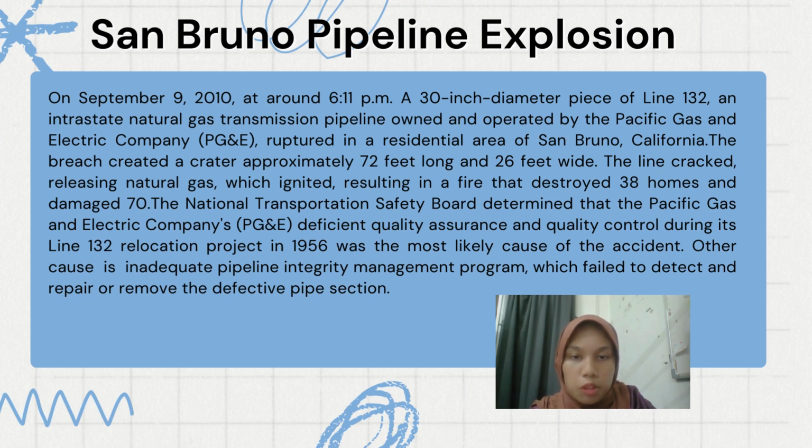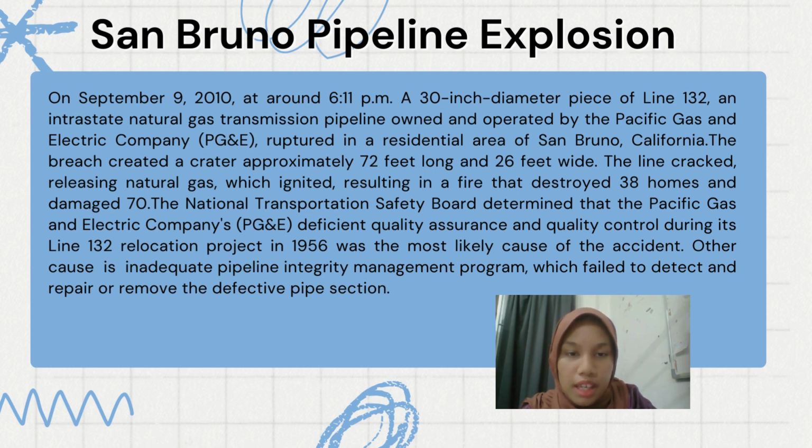The National Transportation Safety Board determined that the Pacific Gas and Electric Company's deficient quality assurance and quality control during its Line 132 relocation project in 1956 was the most likely cause of the accident. Another cause is an inadequate pipeline integrity management program, which failed to detect and repair or remove the pipe section.